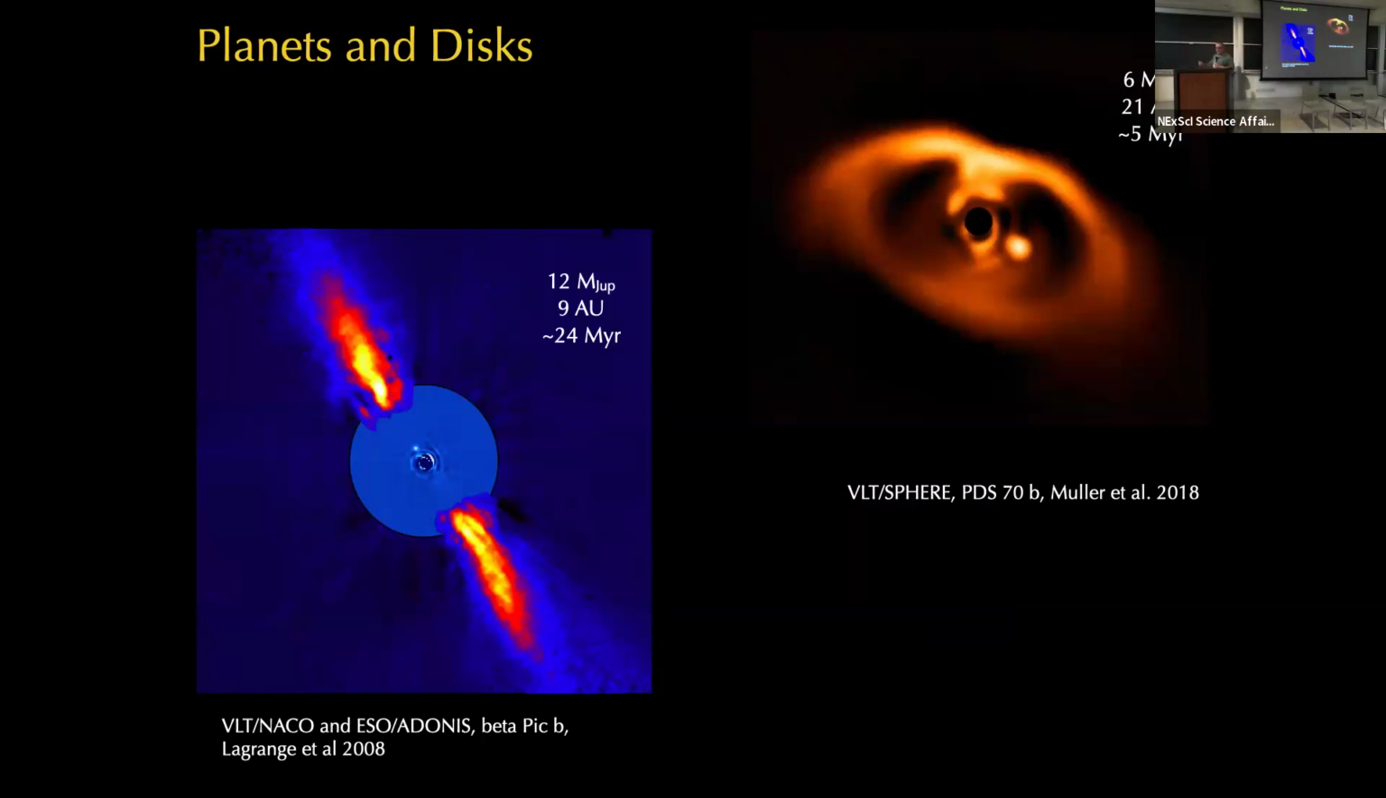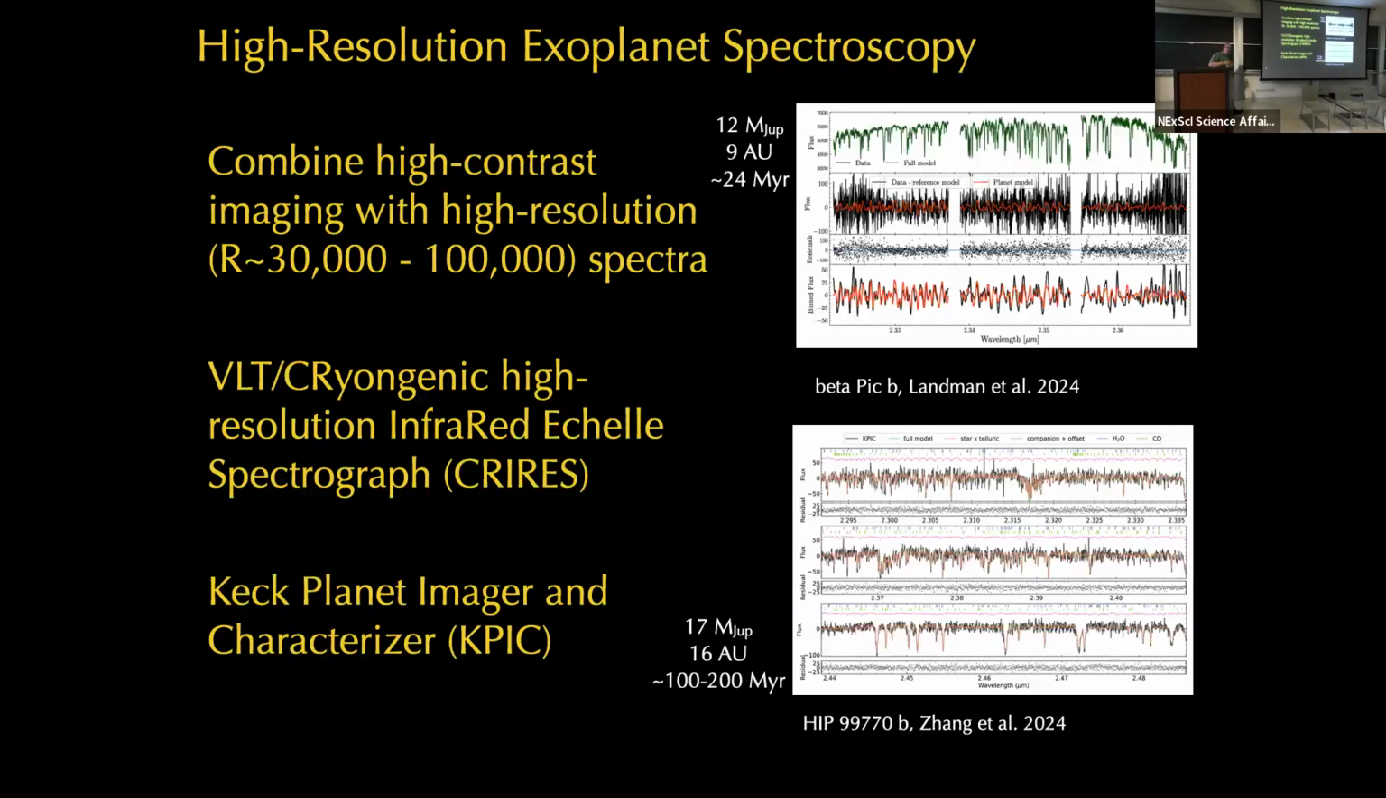And so we learn about planet-disk interactions using direct imaging. We can couple direct imaging with high-resolution spectroscopy. Instead of R of 50, much better, R of 30,000, R of 100,000, really high-resolution spectra, instruments like CRIRES and KPIC. So getting to this very high resolution for, first of all, better atmosphere studies, but also giving you the possibility to get radial velocities of the planet.